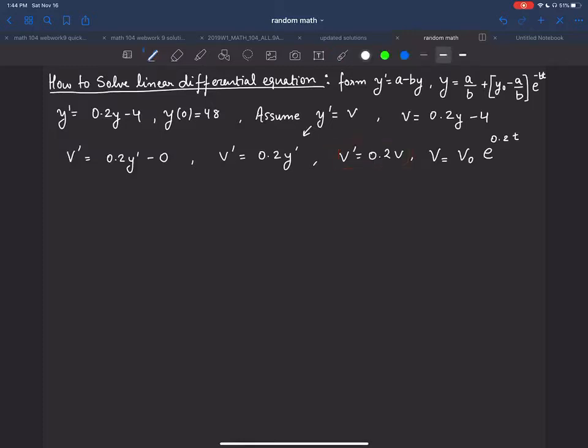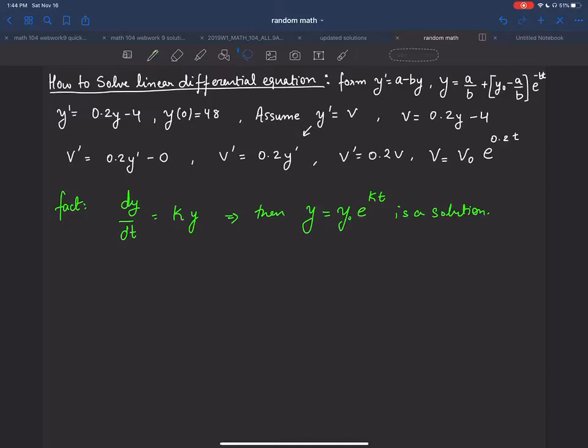Whenever you have a function like this, I'm going to write that as a fact. The fact is, if you have dy dt equals ky, then y equals y naught e to the power kt is a solution. How do you know this? This is because of the facts that we already talked about in the previous chapter when you had exponential growth and exponential decay. So that's just a fact that we're going to mention over there. Now I'm going to get rid of this, and I'll come back to our work.